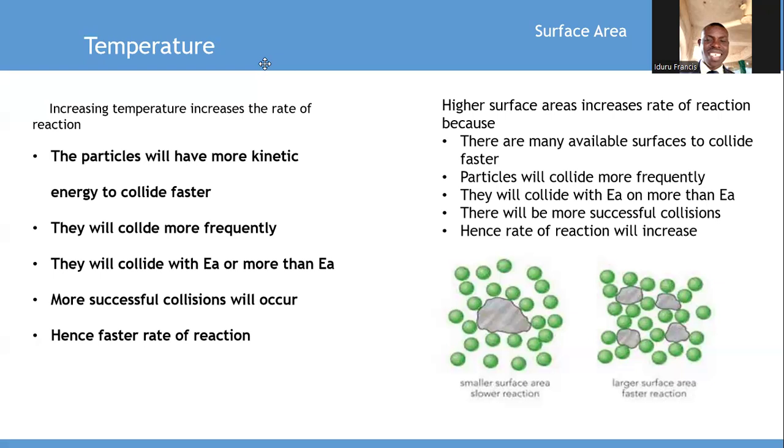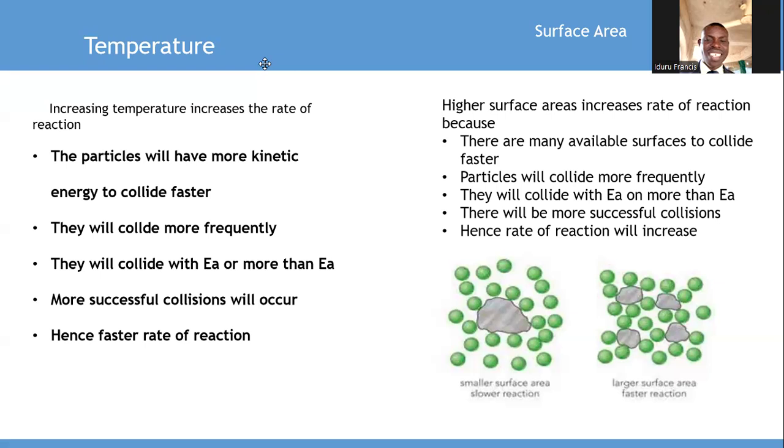So rate of reaction occurs at either lower surface area or higher surface area. When it occurs at higher surface area, it is usually faster. Therefore, at higher surface area, there are many available surfaces to collide. Particles will collide more frequently. They will collide with EA or more than EA, and there will be more successful collisions, and hence the rate of reaction will be much faster.